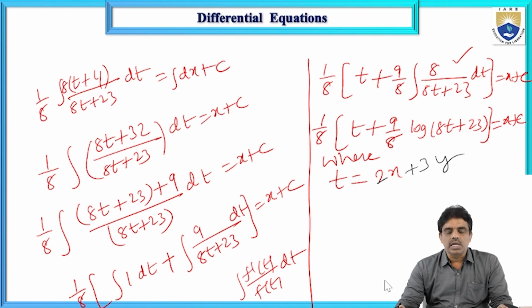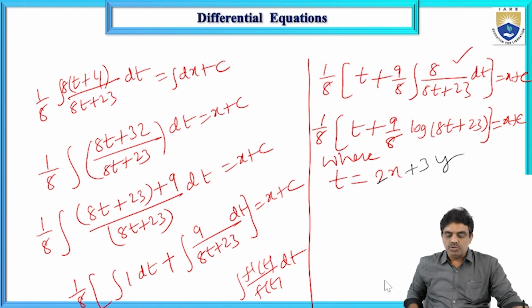To solve non-homogeneous differential equations, we have to check whether a1 b2 minus a2 b1 is not equal to 0 or is equal to 0. If it is equal to 0, we follow one procedure. If not equal to 0, we follow the other procedure.